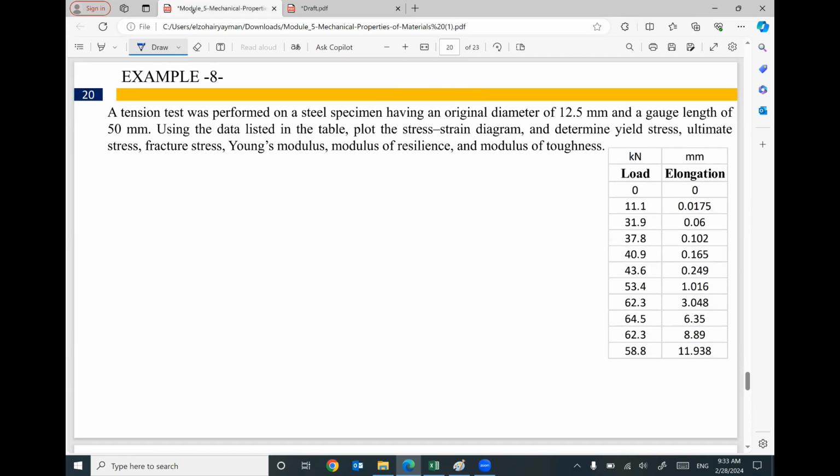In this example, a tension test was performed on a steel specimen having an original diameter of 12.5 millimeters. So we have a steel rebar specimen with initial diameter D equal 12.5 millimeter, and the gauge length of this specimen equal 50 millimeter. This specimen will be tested under tension, and we have these data recorded during the test. What is the applied load and what is the corresponding elongation? We need to draw the stress strain diagram.